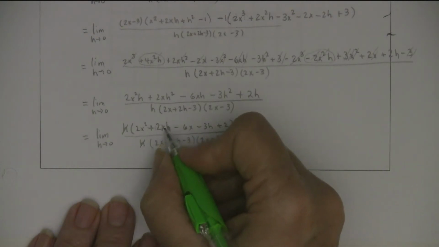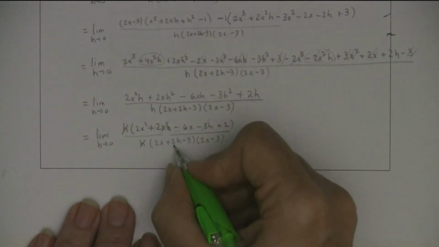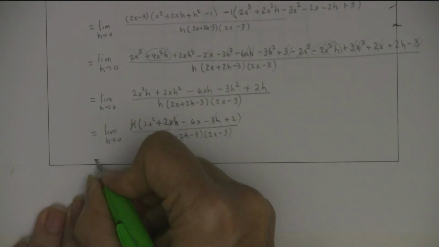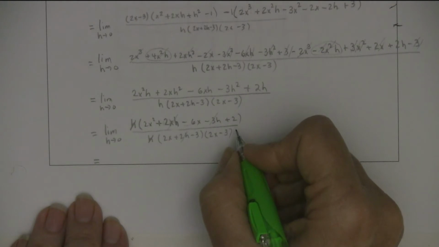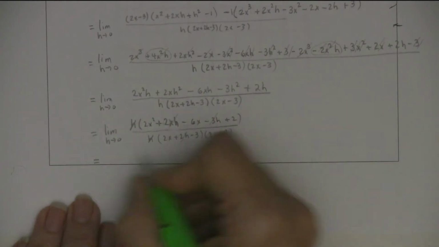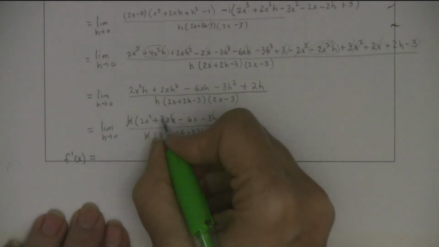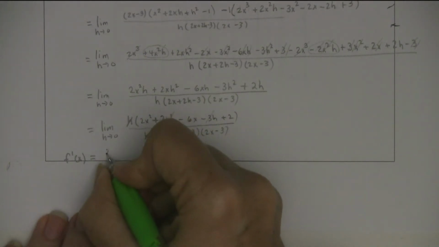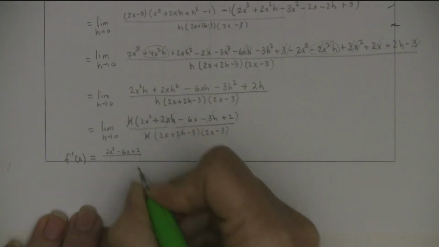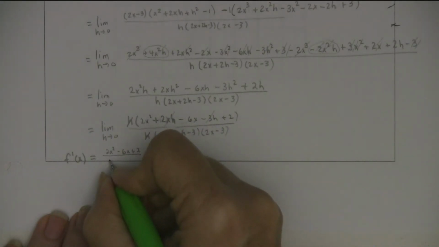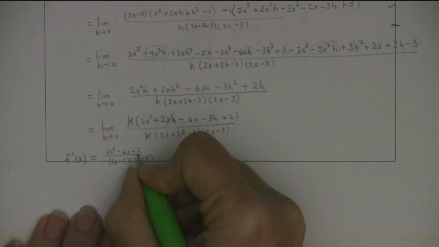So when H is 0, this term is going to go to 0. This term is going to go to 0. This term is going to go to 0, right? And so this is going to leave. I won't write my limit because when I substitute in H is 0, I'm applying the limit. So this is going to be my derivative. And I'm done with the limit because I've applied it when I plugged in. So I'm going to have in the numerator 2x squared minus 6x plus 2. And in the denominator, I'm going to have 2x minus 3 times 2x minus 3.